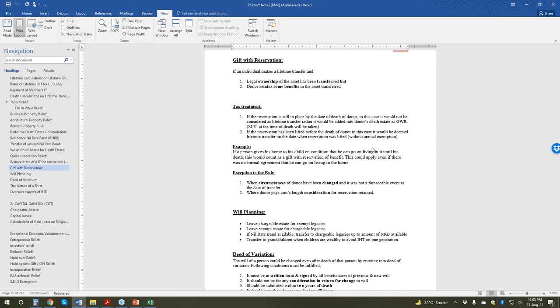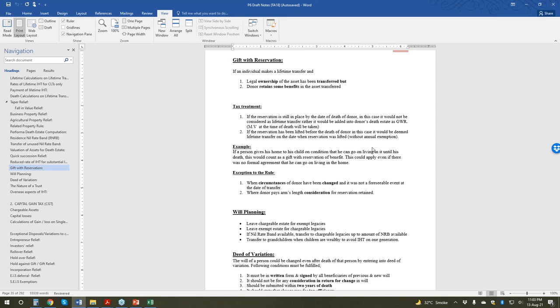If the reservation is still in place at the death of the donor, this will be placed directly into the donor's estate as a gift with reservation, meaning it will not be considered as a lifetime gift. Now, what is the disadvantage if it is not considered as a lifetime gift? The first disadvantage is, although it has been gifted in life, because it is not considered as a lifetime gift, its value will not be locked. First thing.